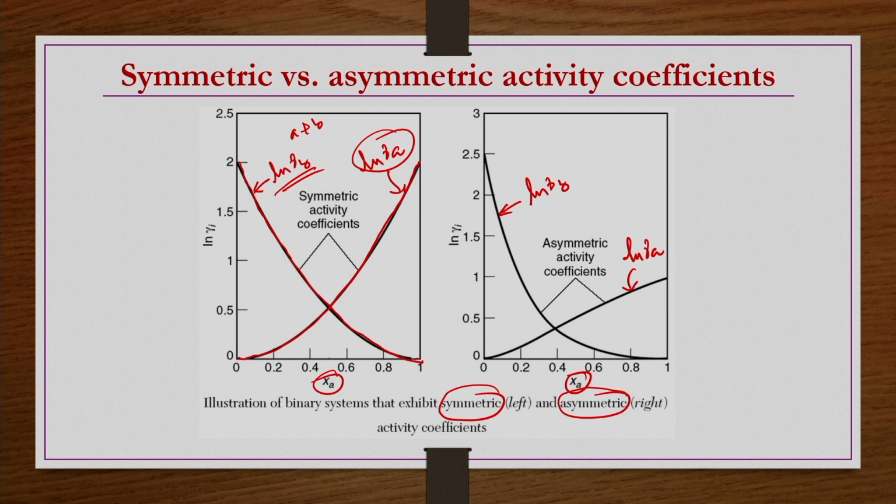For example, these plots are shown here. This ln gamma B, you can see here, is very different compared to the ln gamma A versus xA plot; they are not mirror images of each other. So these are known as asymmetric activity coefficients.